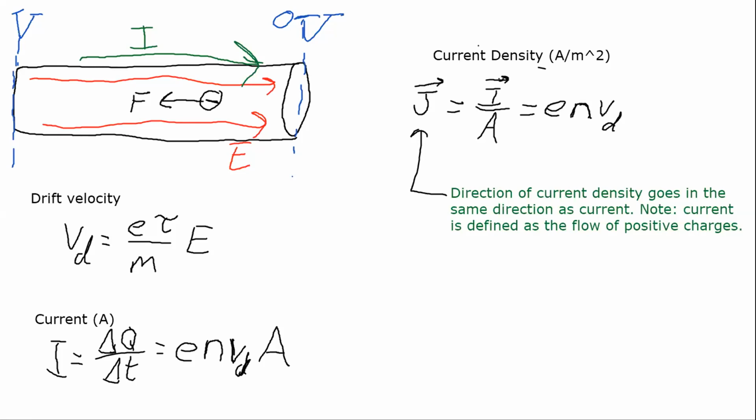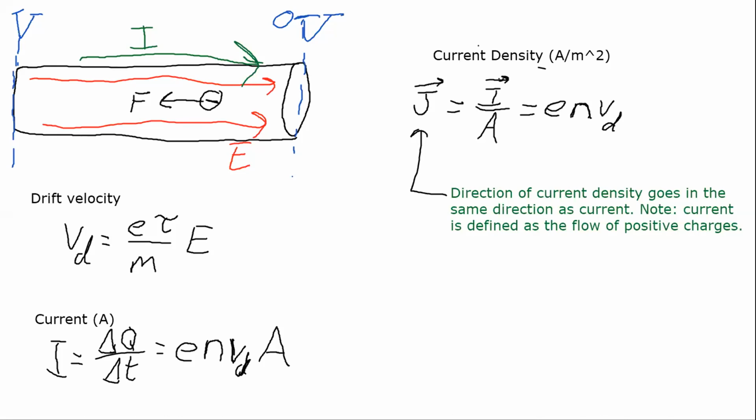Why is this important? Why do we care about current density? Well, for a couple of reasons. Current density is going to come up later in something called Ampere's law, so we're going to need to know what current density is when we look at this very important law. I think that was chapter 31. So Ampere's law becomes really important, and it uses current density.